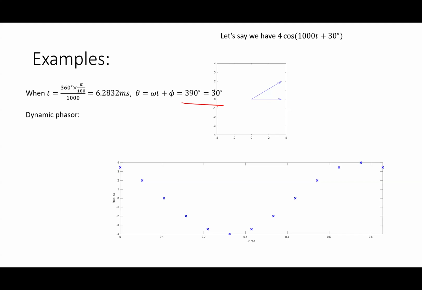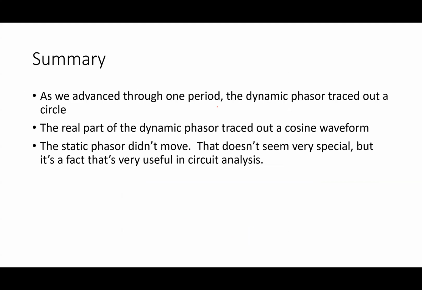This process just keeps repeating itself. All right, so in summary, what I see is that as I advance through one period, the dynamic phasor traces out a circle. The real part of the dynamic phasor traces out a cosine waveform, and the static phasor doesn't move. That doesn't seem special, but it's useful in circuit analysis.